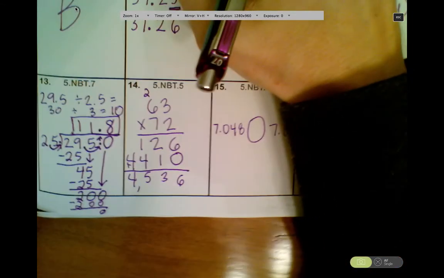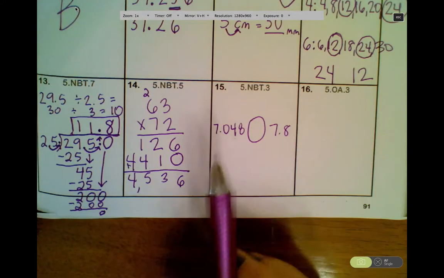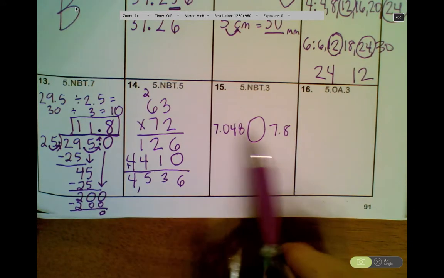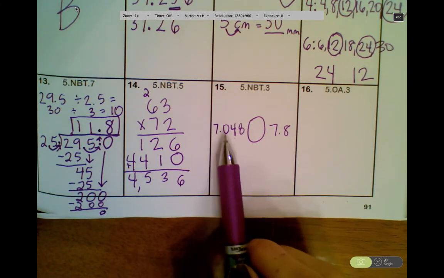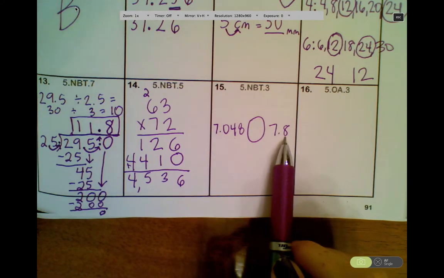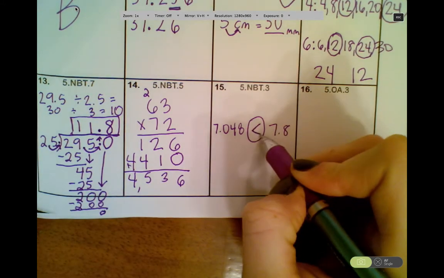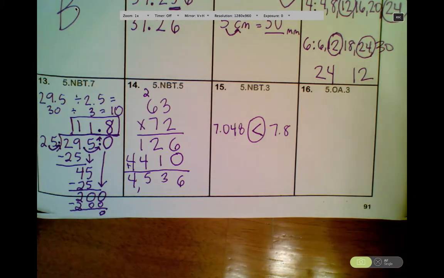Number 15, comparing decimals. I see in my ones place the 7 is the same, so I go to my tenths place. I have a 0 here and an 8 here, so I know that 7 and 8/10 is greater.